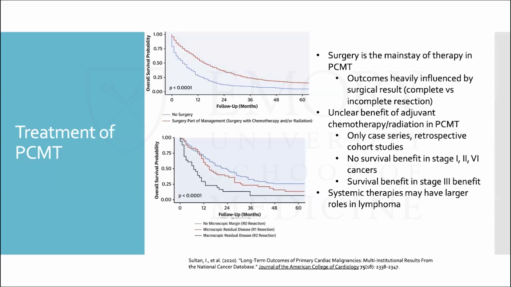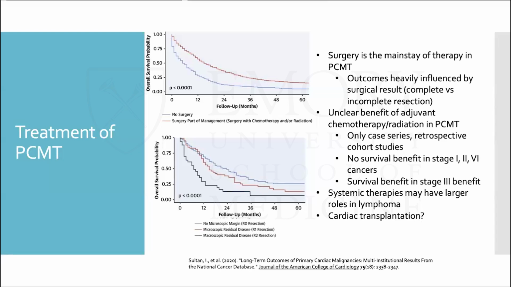Systemic therapies like chemotherapy and radiation therapy, though, may have a larger role in lymphomas versus sarcomas, which are more solid and discrete tumors. In one case series out of Japan, of 40 individuals who had primary cardiac lymphoma, with an anthracycline-based regimen, about 38%, or 15 individuals out of those 40, achieved remission. So there might be some role there, but again, the benefit of these chemo and radiation therapies is unclear because there's really a paucity of evidence showing their clear benefit.